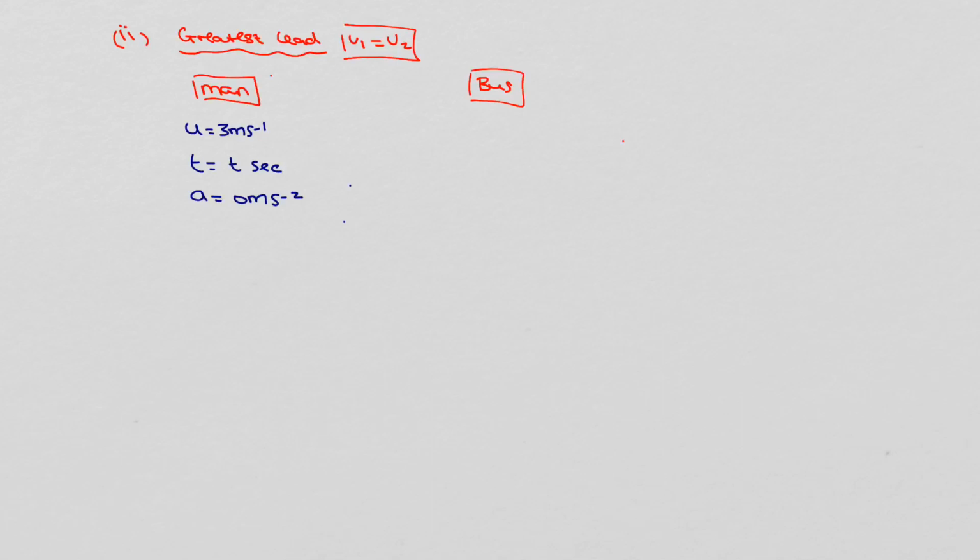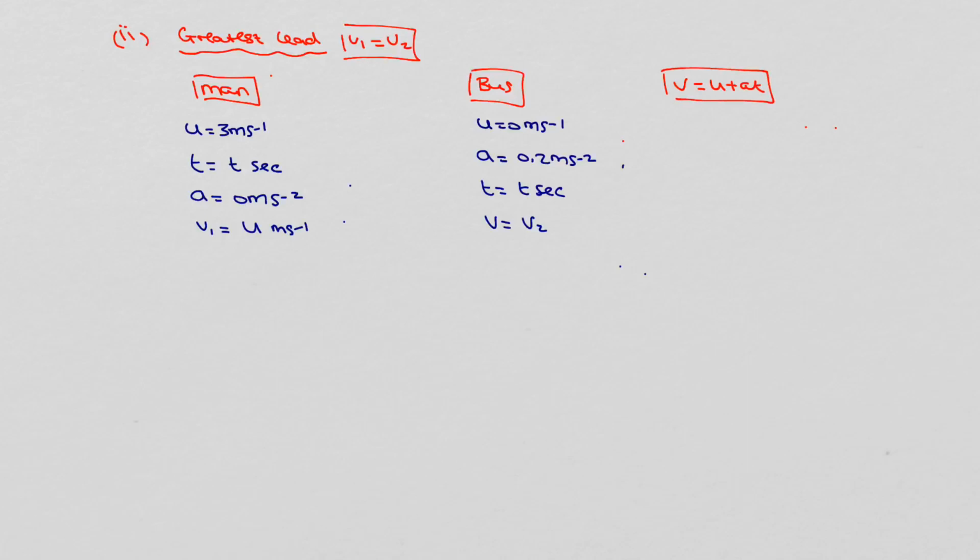If we're looking at the bus, again it is still starting from rest, and the acceleration is 0.2 meters per second squared. And again, we don't know at what time this is occurring. And we'll call our velocity V2, where of course our final velocity of the man is U, because obviously he's moving at a constant velocity. There is no change in velocity. So again, if we look at setting up an equation in terms of velocity for the bus, our V is equal to U plus AT. So we will have V2 is equal to U, which is 0, plus AT, which is 0.2t.